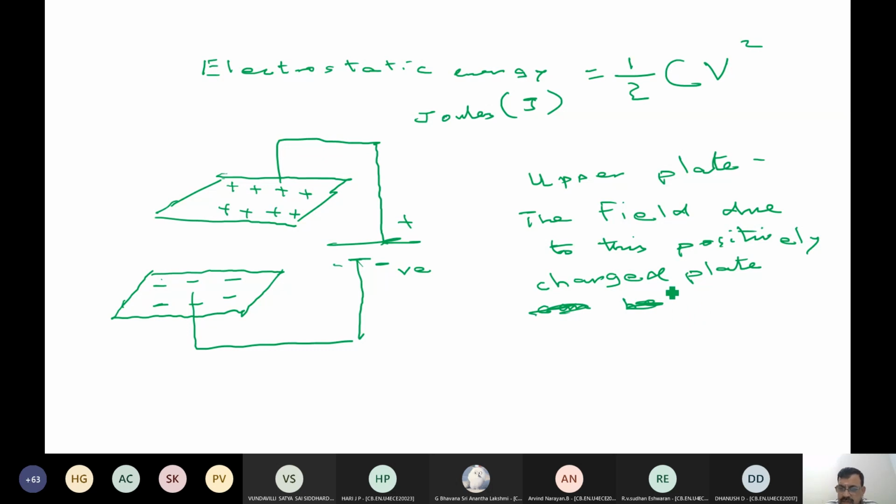What is the field due to this positively charged plate? It can be shown that it is sigma by 2 epsilon naught, from electromagnetics. We will show the derivation in the next semester class, but you can understand for now that sigma by 2 epsilon naught is the field due to this. I told you this is a positively charged plate.